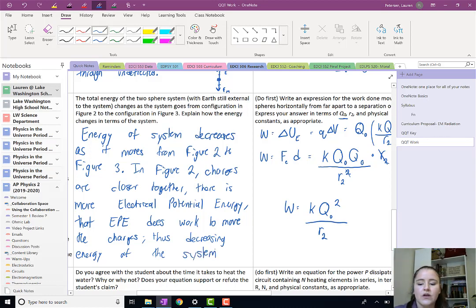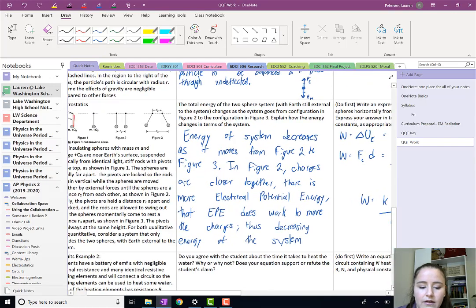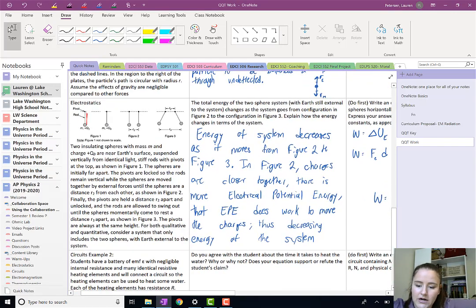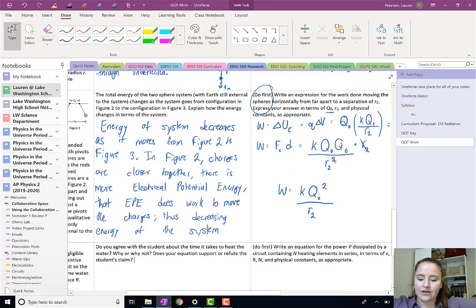So if we're looking at this whole thing, first, they were really far apart. They had no electrical potential energy. External work was done to bring them closer. That's what we are doing over here in the quantitative part, figuring out that amount of work. Now for the qualitative part, it's kind of the opposite of that. That electrical potential energy is doing work to spread them out. Okay, cool.